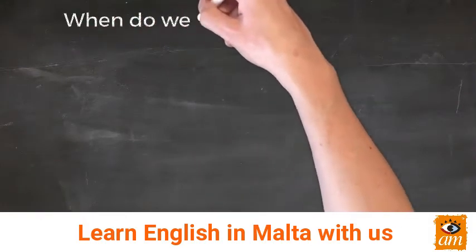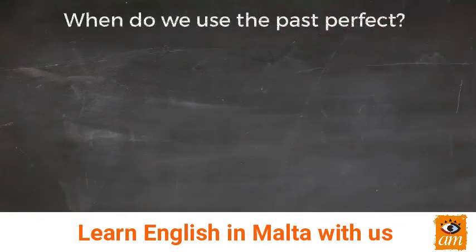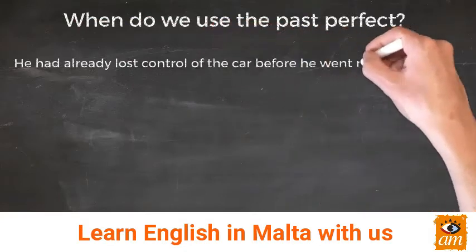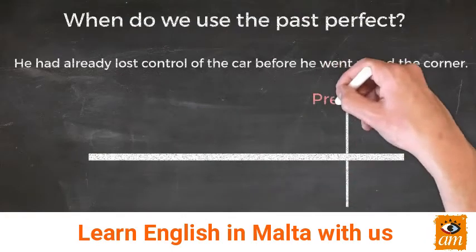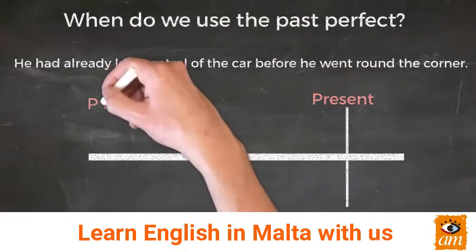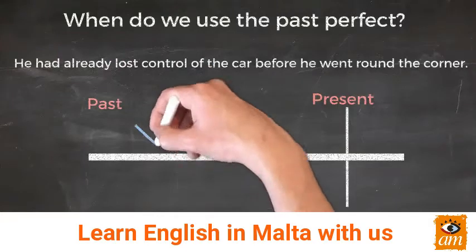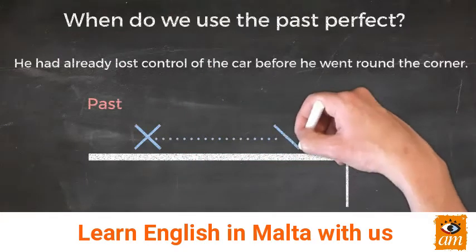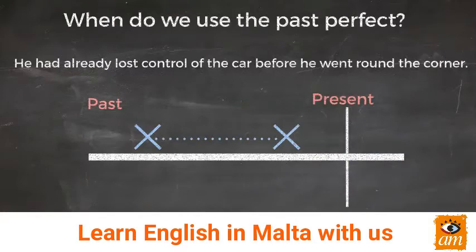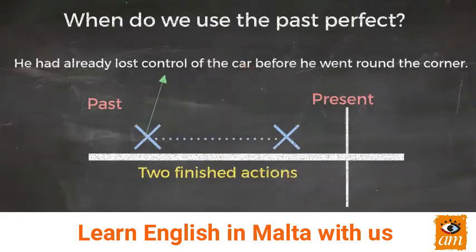But when do we use the past perfect? We have our sentence over here. So here is our timeline. Now the thin line here is the present and everything to the left is the past. Now we have 2 crosses and these 2 crosses represent 2 finished actions, because to make a past perfect we need to have 2 finished actions.